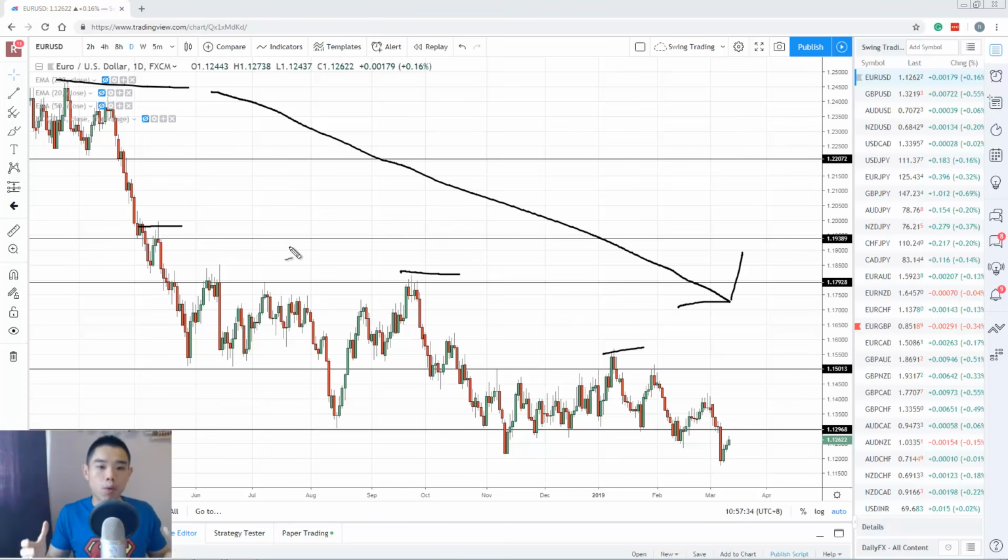So now, let me ask you, at what point would you want to be a buyer? At what point is the last line of defense over here that you see on the euro dollar? Where is the last line of defense? If you ask me, this to me is the last line of defense over here. So if the price comes up here, and let's say it breaks out of it, this is where I would shift from being a seller to a buyer.